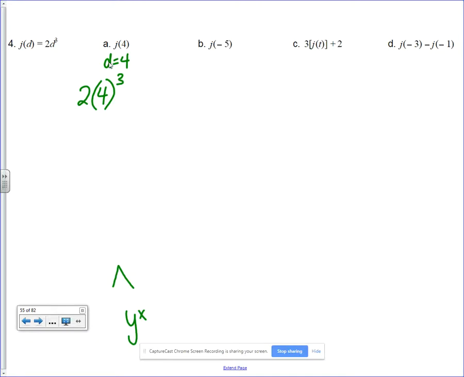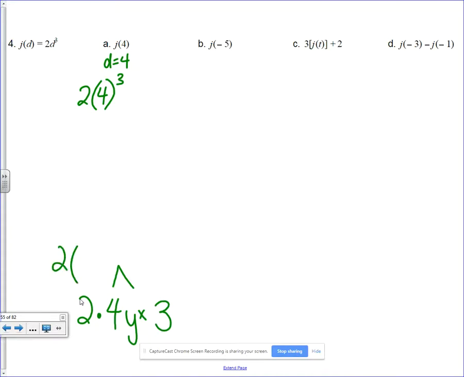Yes? So when you do yours, Quentin, you're going to do 2 times 4. Then you're going to hit the y to the x, and you're going to hit the 3. Everybody else, you're going to say 2 parentheses, 4 parentheses, hit that caret button, and then hit your 3. Gage says 128. Dalton says yes. Cody says yes. Did you get 128, Quentin, or no?